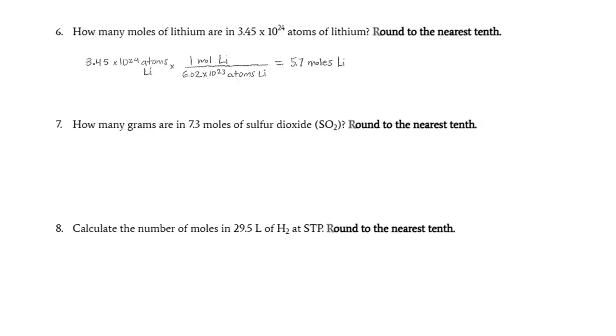All right. So when we do our calculation, we should end up with 5.7 moles of lithium. And again, that is rounded to the tenths place. Okay, we have the units we're asked to find, and we're telling us what we have, which is lithium. Okay, so this one says how many grams are in 7.3 moles of sulfur dioxide. So again, this doesn't say anything about atoms or molecules or formula units, so I don't use Avogadro's number here.